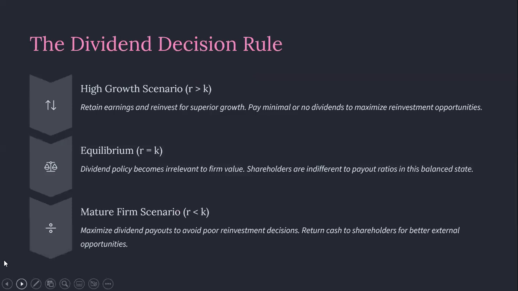So he has given three rules. In the first rule, if R is more than the cost of capital, that means if I have higher returns and they are reinvested in the company instead of paying dividend, then it will give a growth scenario. So when maximum money is retained in the organization, it will give me a growth scenario.